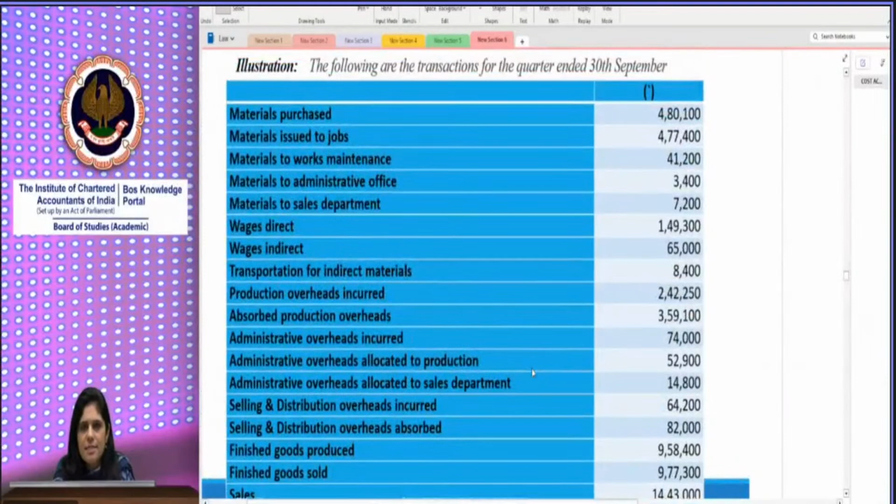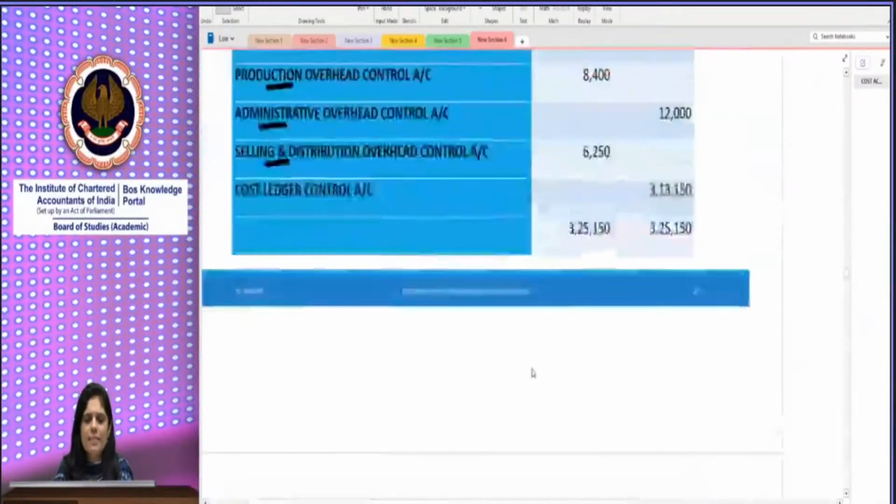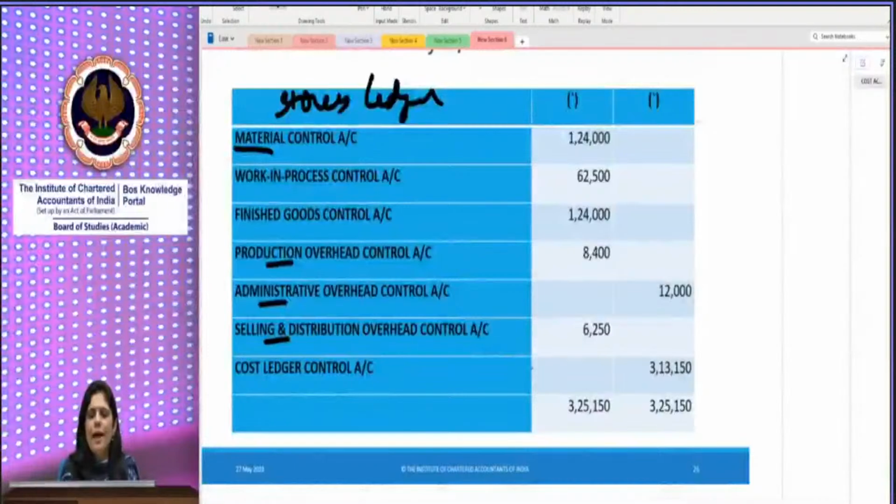Material purchased. Please, all of you should do this question. I hope you have made all the 10 control accounts. You have posted this balance. So in the stores ledger, to balance BD. In WIP control account, to balance BD. Finished goods control account, to balance BD. Overhead control account, to balance BD. Under absorption balance. It must be under absorption.